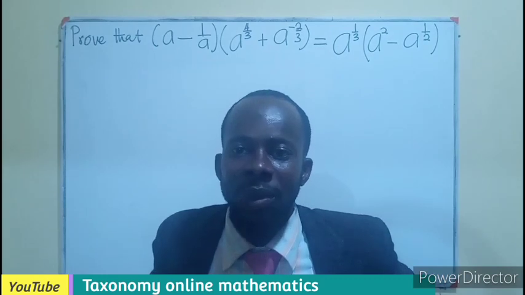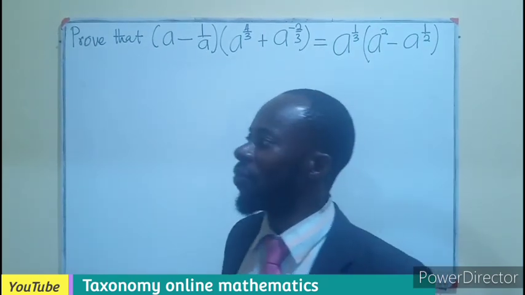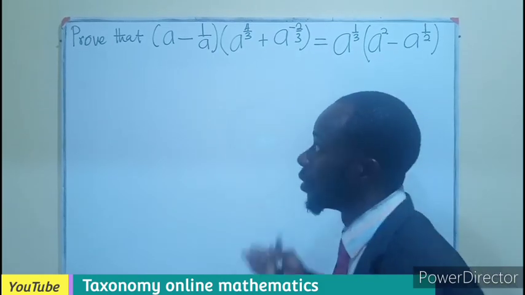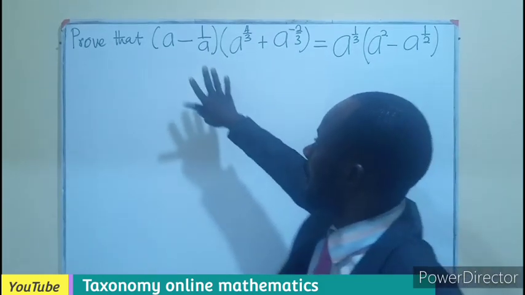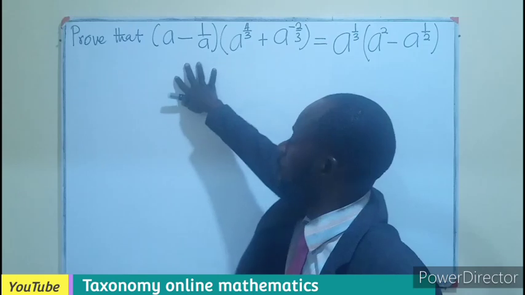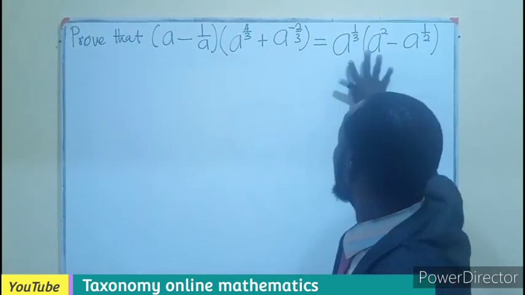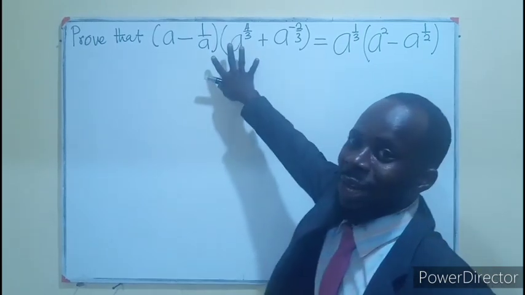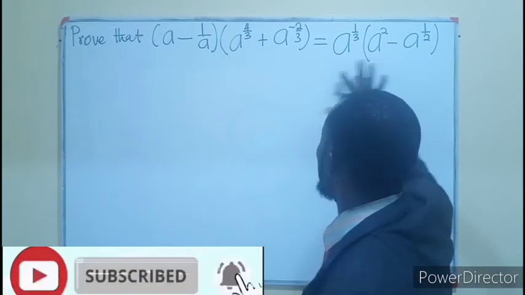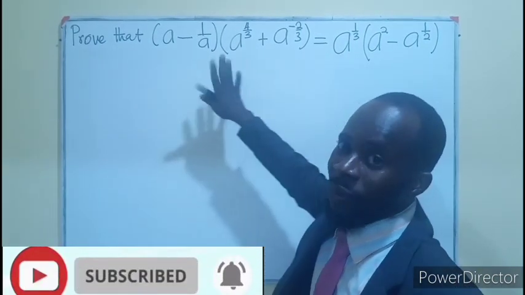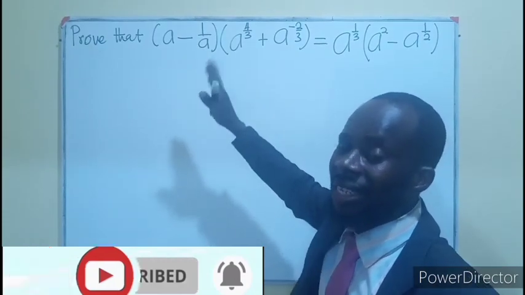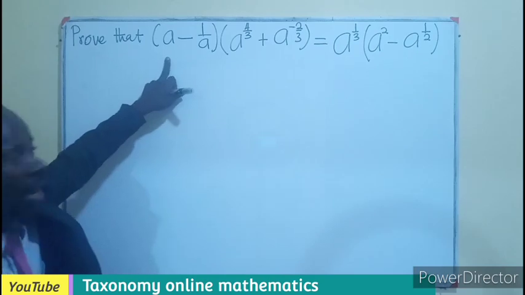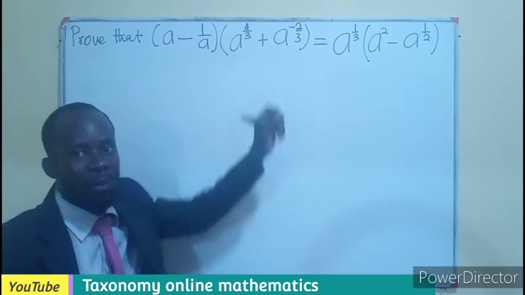In this episode, we want to provide an answer to a question under indices. We want to prove that these two terms, when multiplied, will produce this answer. It means we need to work with this in order to get this. So right away, we have to expand the bracket by using each term in the first bracket to multiply each of the terms in the second bracket.